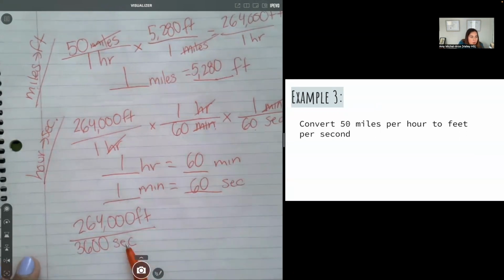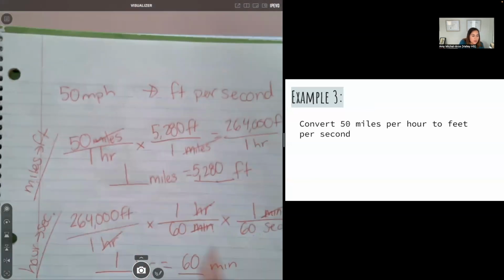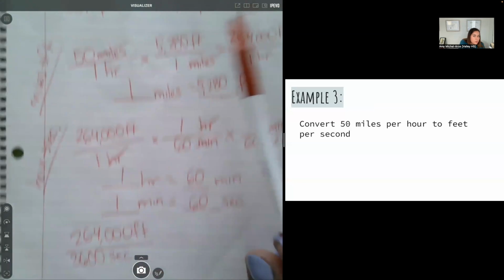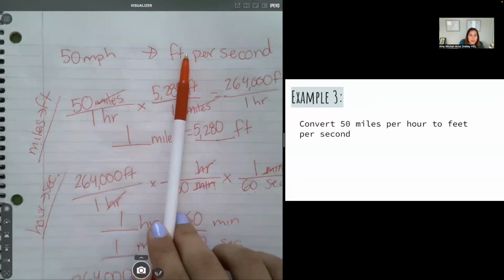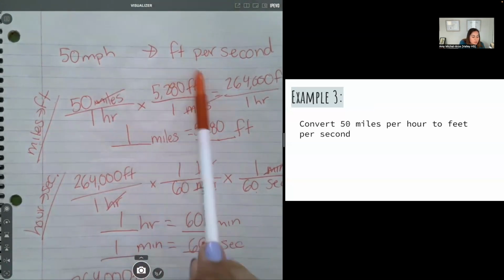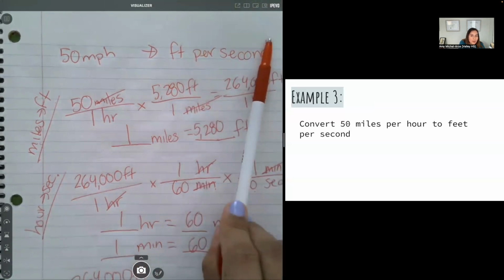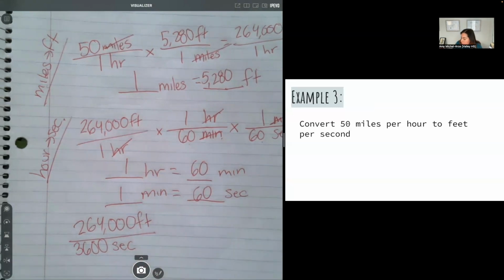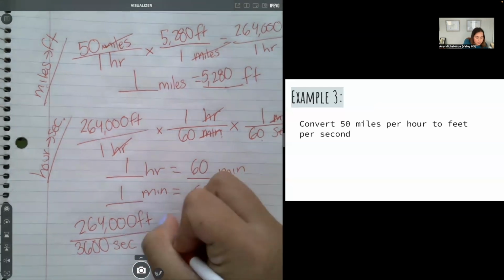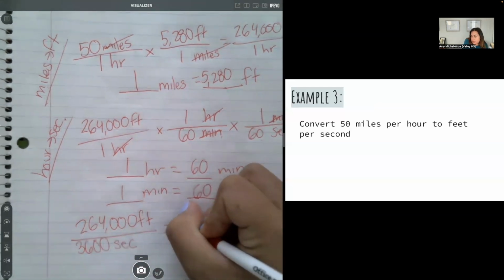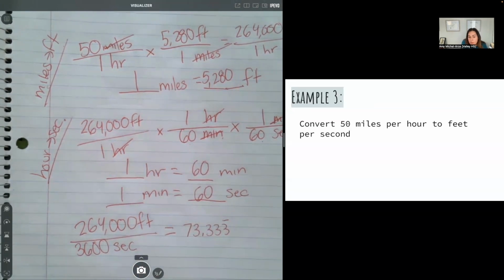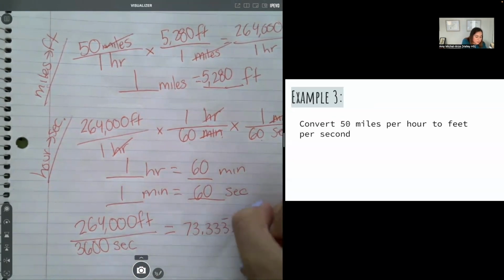So now we have what we wanted, right? We wanted it to be in feet per second. We have feet over seconds. And now you just got to remember, a lot of people did not do this on the assignment. Feet per second is feet per 1 second. That means you have to finish dividing this. 264,000 divided by 3,600. Calculator says it is 73.333 blah blah feet per second.